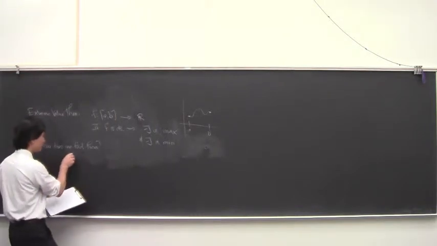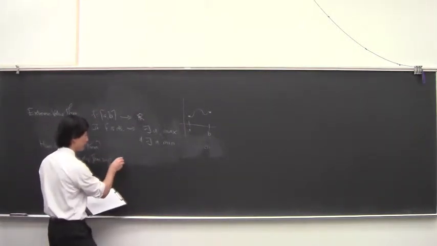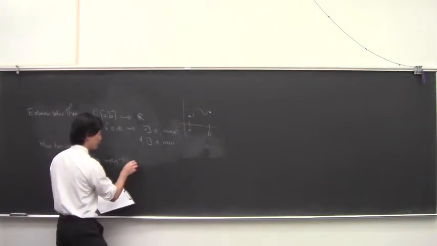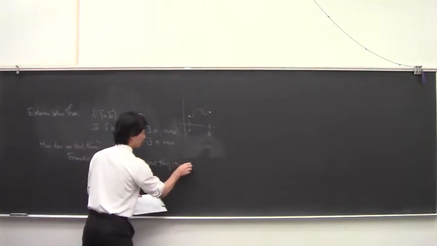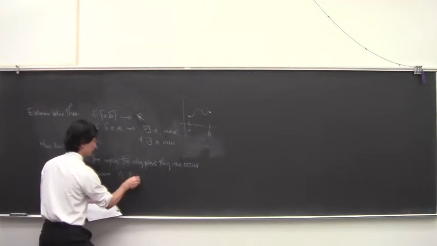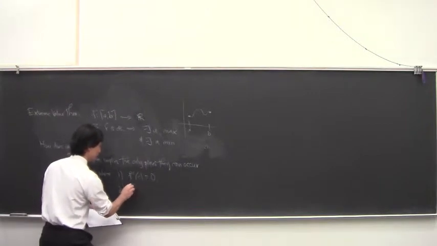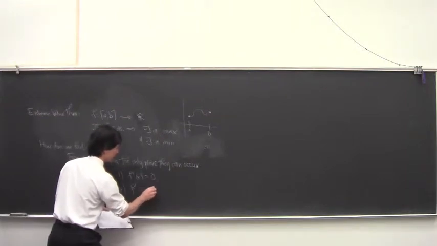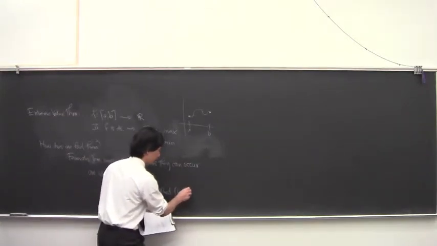Well, we play this game of Fermat's theorem. Fermat's theorem implies that the only places they can occur are where, one, the derivative equals 0, or two, the derivative is not defined. f prime equals 0, or f prime is not defined. And that could include endpoints.